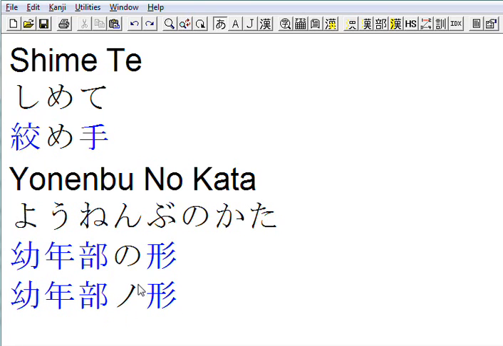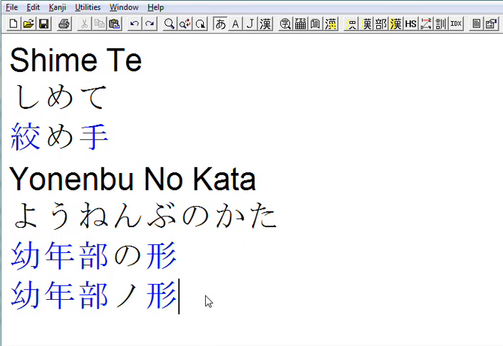So when we look at that one, this is how it's seen in the scroll. Okay, Yonenbu no kata, and that's because it was written prior to them standardizing on this. So today you would see it written this way, just like earlier we talked about den would be seen with the simplified kanji. Nowadays we use the hiragana for the particles, but back then they used this one for the particles. Okay, all right. So that's this video about the Shoden.